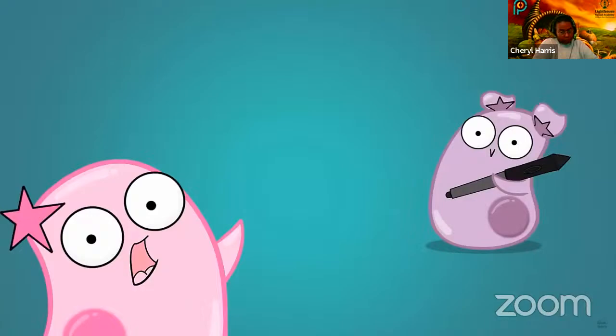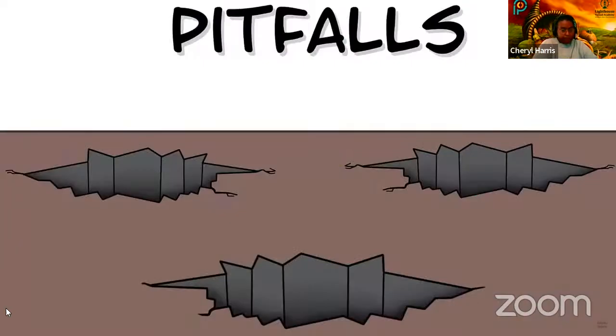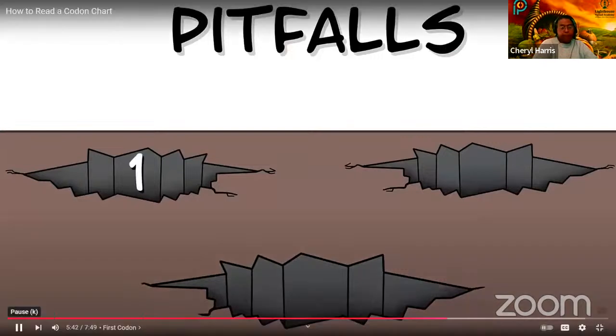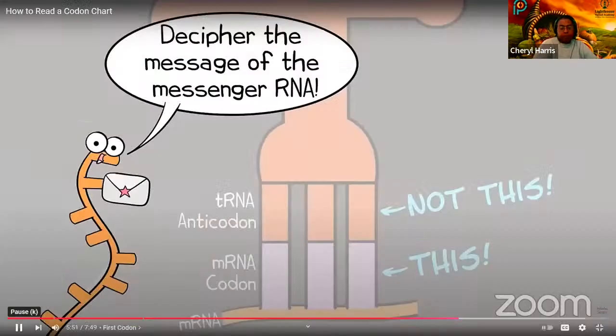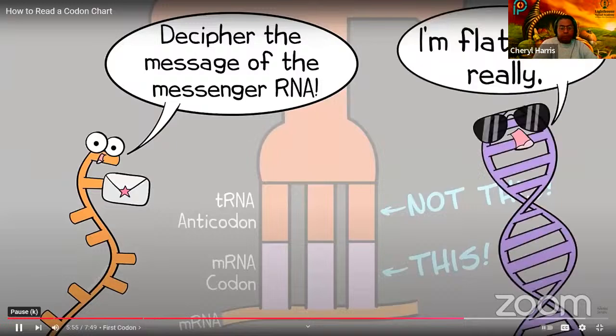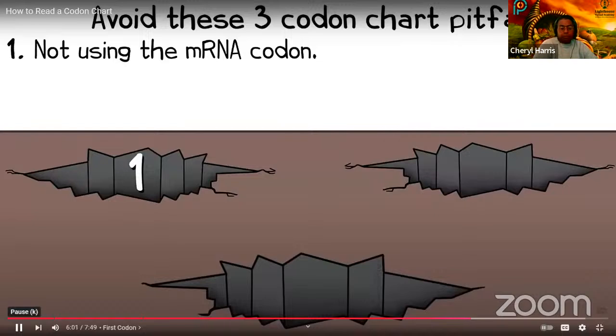We hope this was helpful, but before we go, we want to mention just a few pitfalls when reading codon charts. Pitfall number 1, not using the mRNA codon. Unless it specifies otherwise, the mRNA codon is what you want to use for the codon chart. Some students will accidentally try to use the tRNA anticodon. Some students will try to use the original DNA template. Now, while there are charts that exist for the tRNA anticodon, or DNA, unless it specifically says otherwise, you should assume it's for the mRNA.